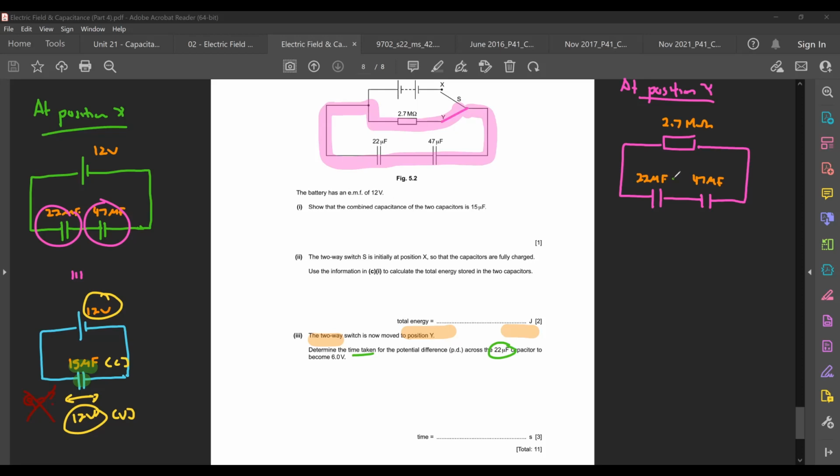So they're asking you to look at this one right now. They're not asking you to look at the whole arrangement. They're only asking you to look at one particular capacitor inside your circuit. So they want you to find out how much time it will take to become 6 volts. Okay, so that's what they want you to find out right now.